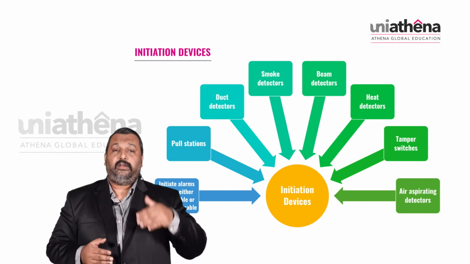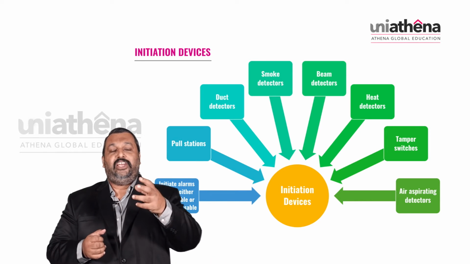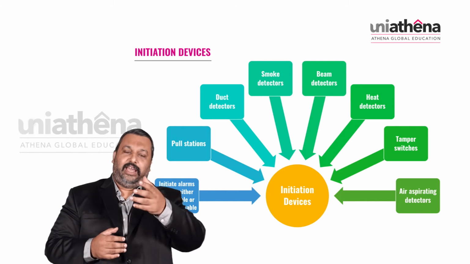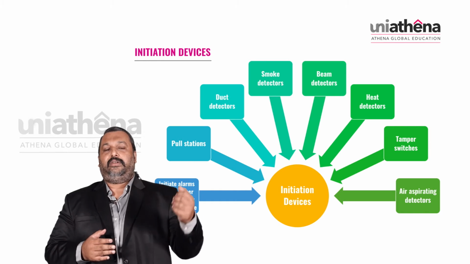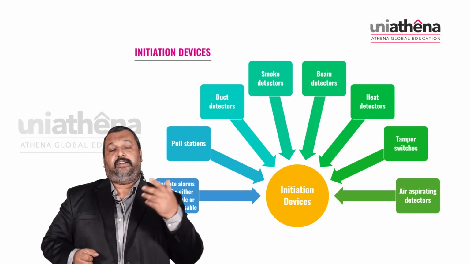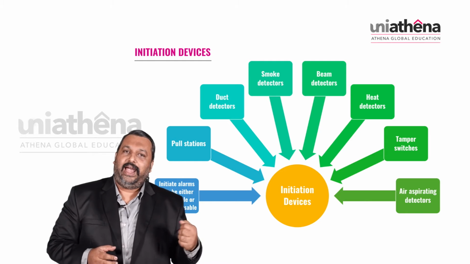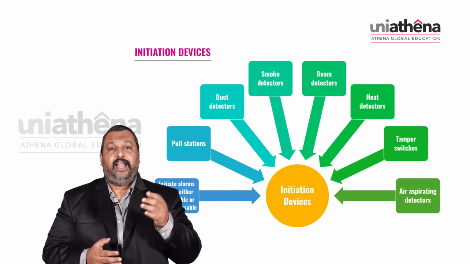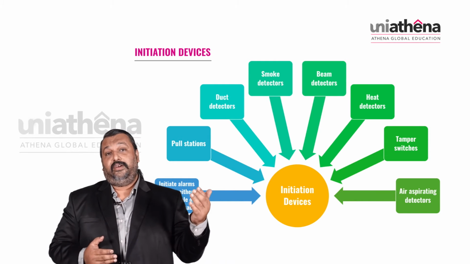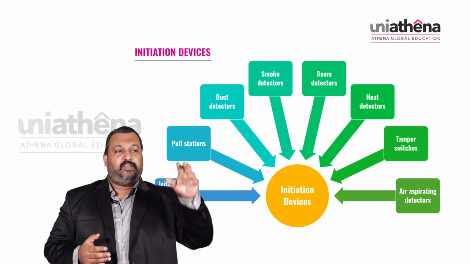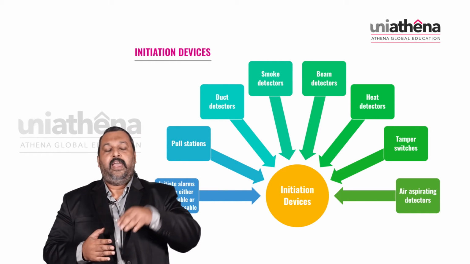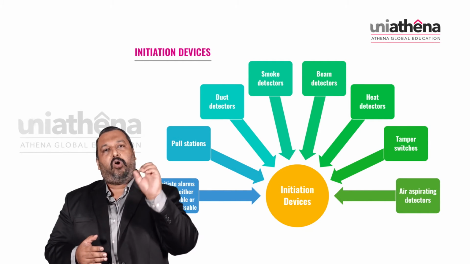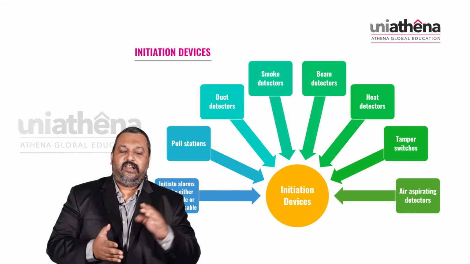Duct detectors. Duct detectors are the ones in which, if there is any issue happening, smoke or something happening inside the duct, the duct detector will detect that. Smoke detectors detect the smoke and then get informed that the fire is happening, and then it initiates the devices. Beam detectors are devices where the beams will be continuously flowing, and whenever smoke appears, when the beam falls on the smoke, it will get initiated. So that is the beam detectors.